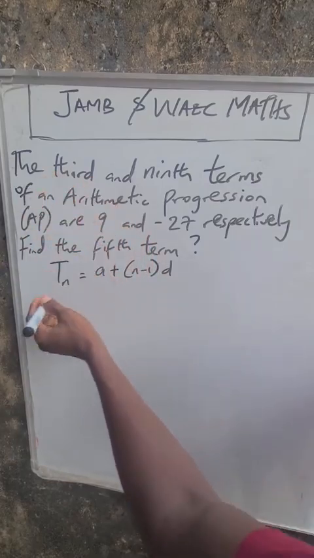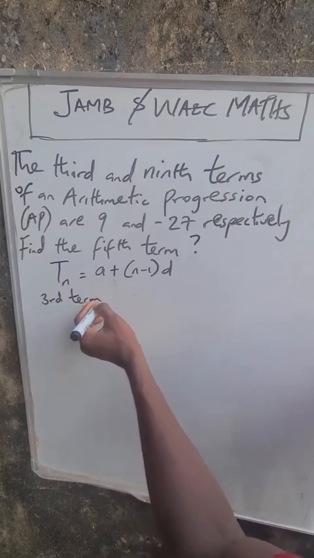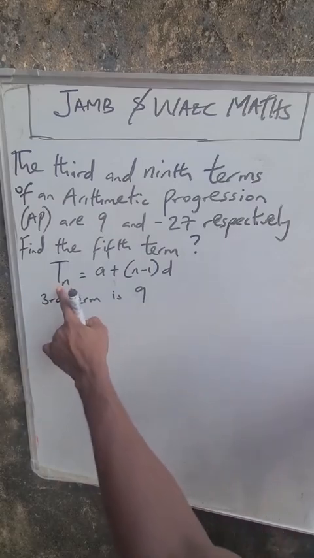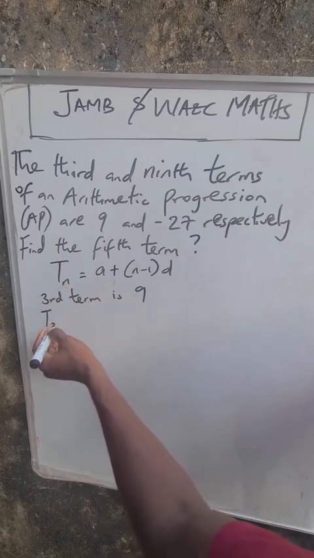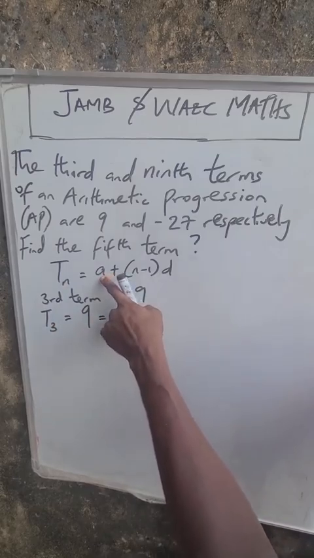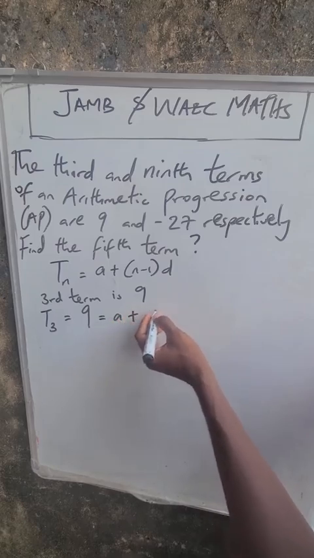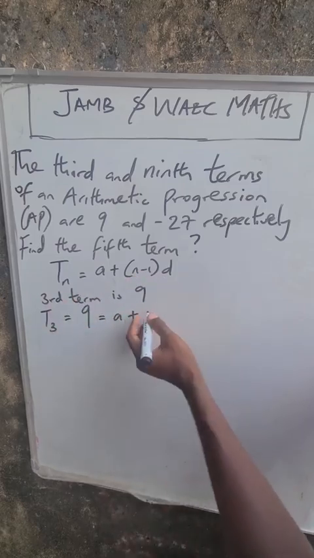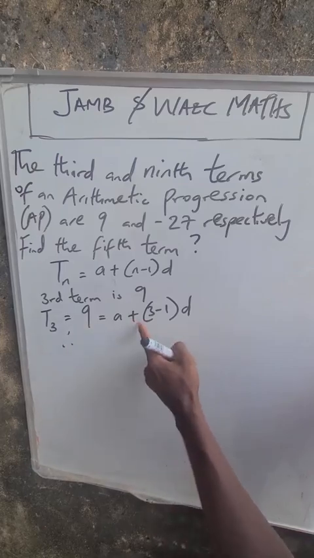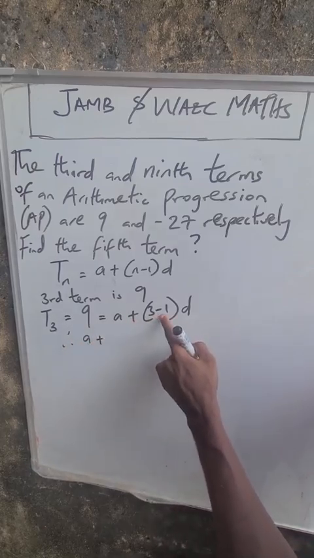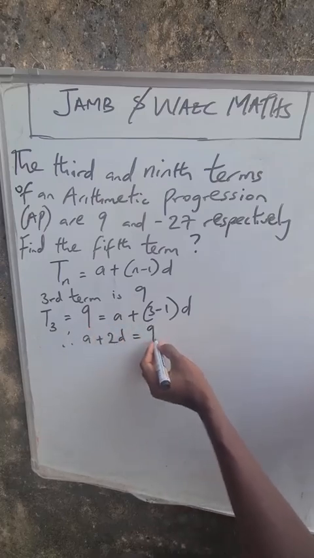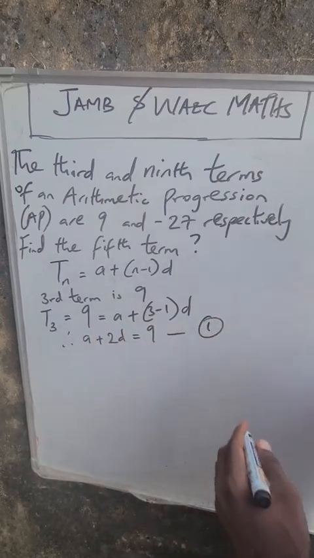Now in the question they say the third term is 9. Now the third term of an AP is 9. What does that mean? It means that t sub 3 is equal to 9. And this is the same thing as a, which is the first term, plus n, n is 3, and you have 3 minus 1 multiplied by d. So we are going to write this as a plus 3 minus 1 is 2, times d is 2d. And this is equal to 9. Let's call this equation 1. Now we'll go to the next one.